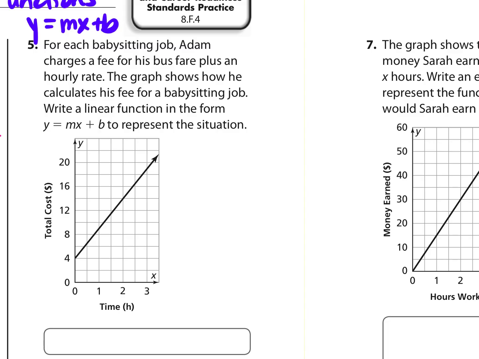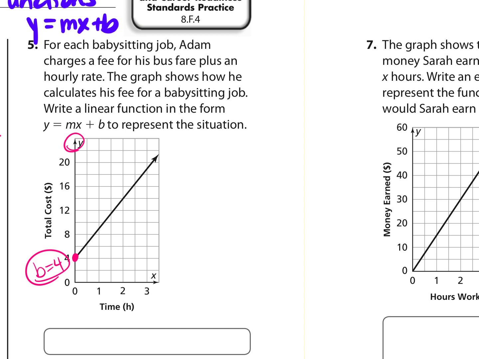Number 5, for each babysitting job, Adam charges a fee for his bus fare plus an hourly rate. The graph shows how he calculates his fee for a babysitting job. Write a linear function in the form y equal mx plus b to represent the situation. So I need to know m and b. So first of all, I've got b. b is 4. This is where it crosses the y-axis.